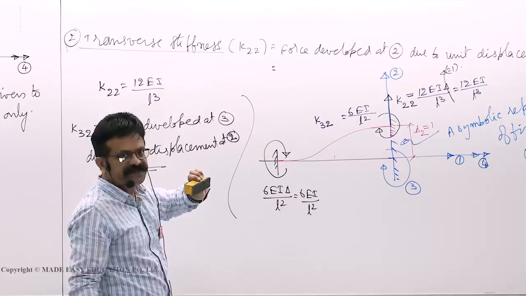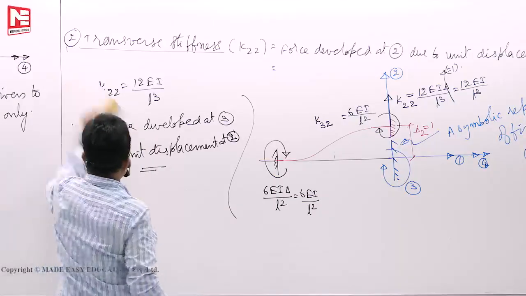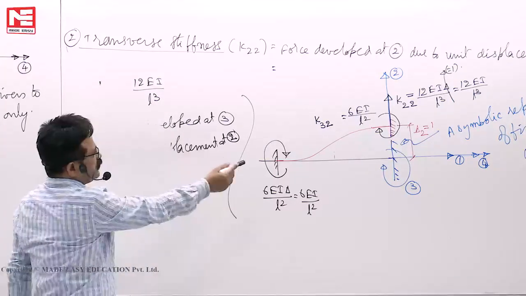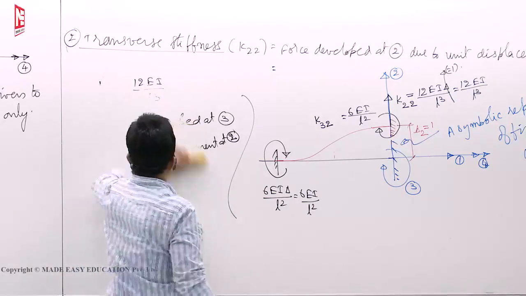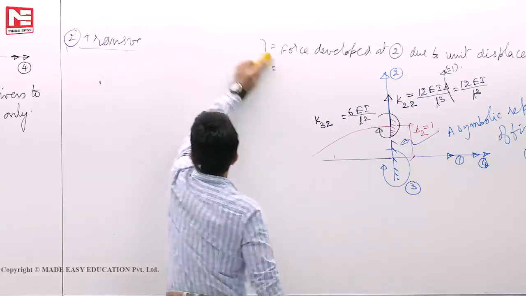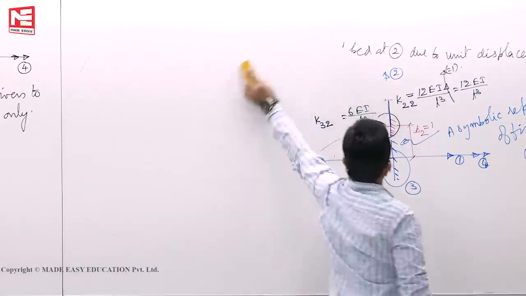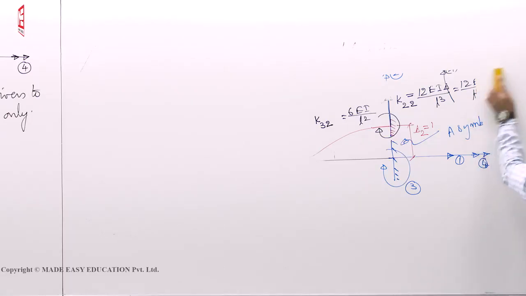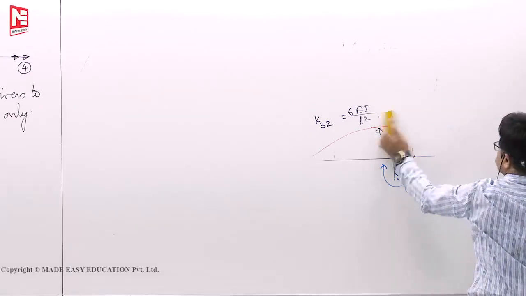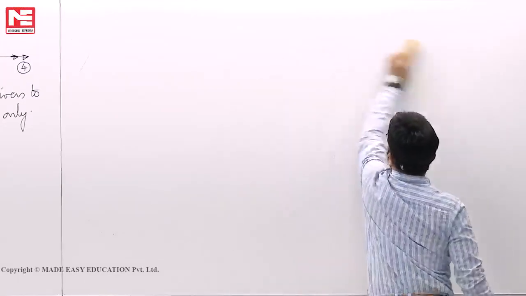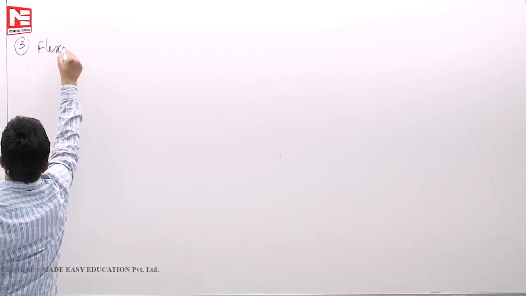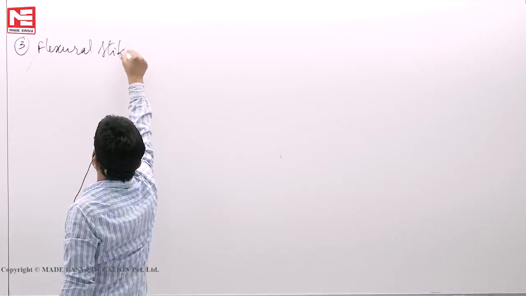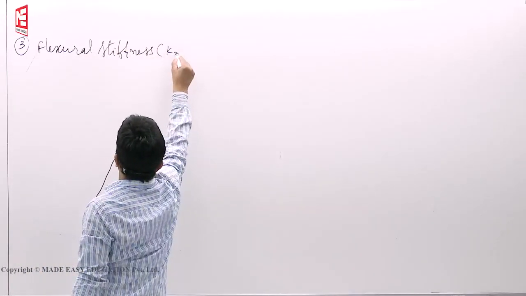This is about transverse stiffness. Third stiffness is flexural stiffness. This K32 doesn't have any name, simply it is a stiffness coefficient. Now third one is slope. Flexural stiffness. Let us read it as K33.